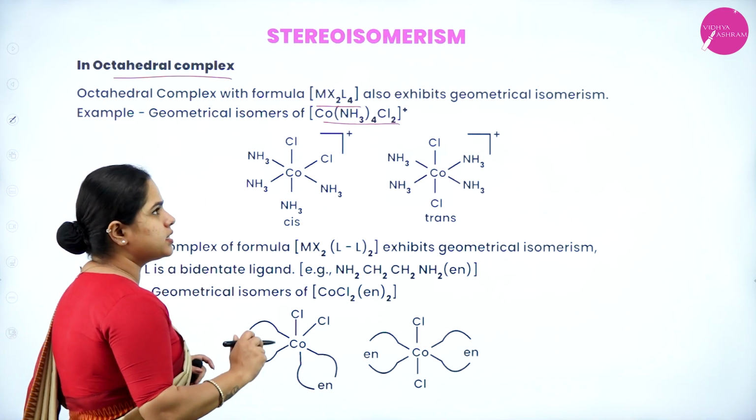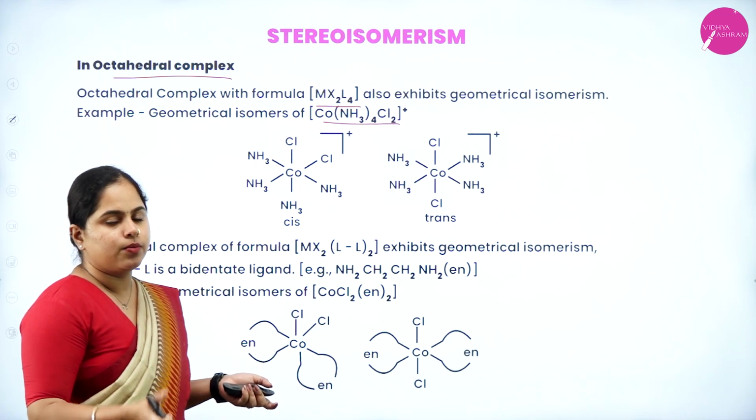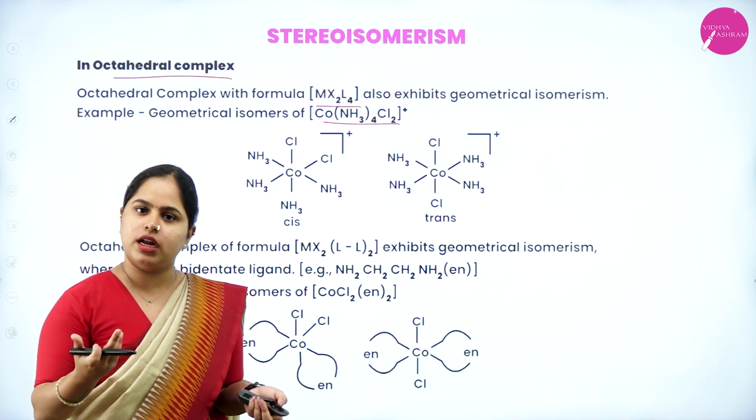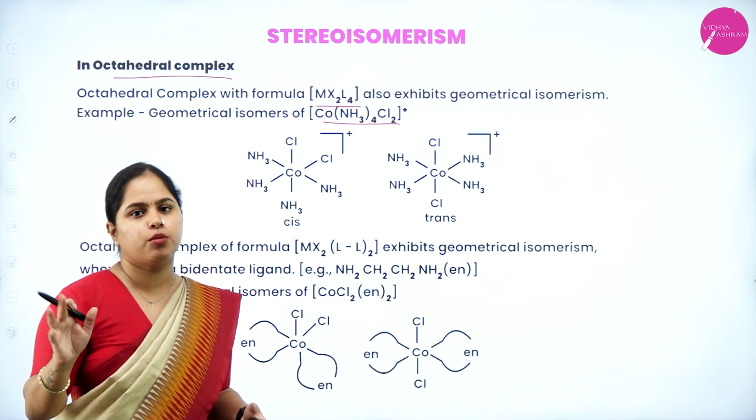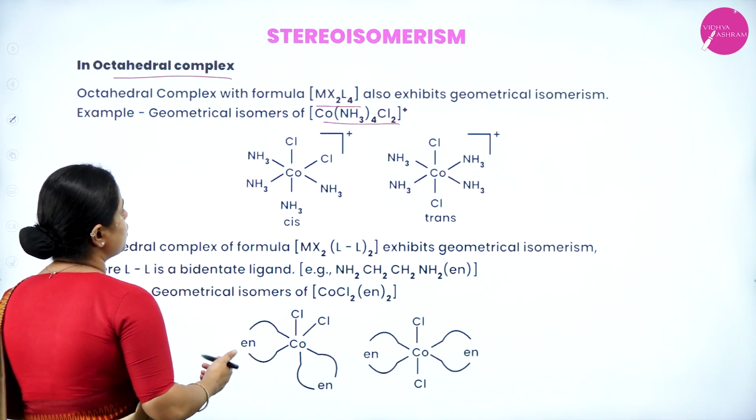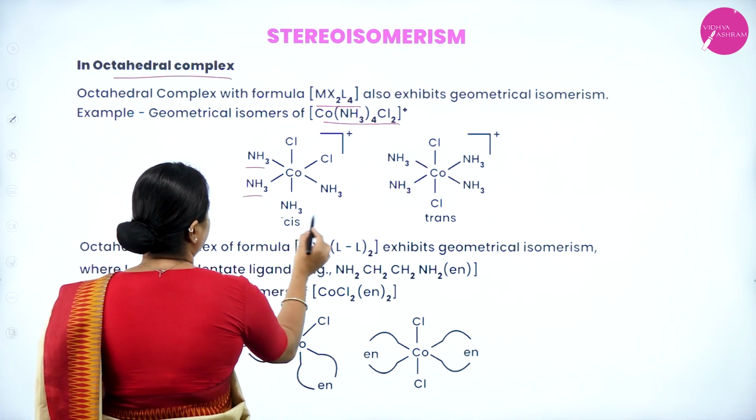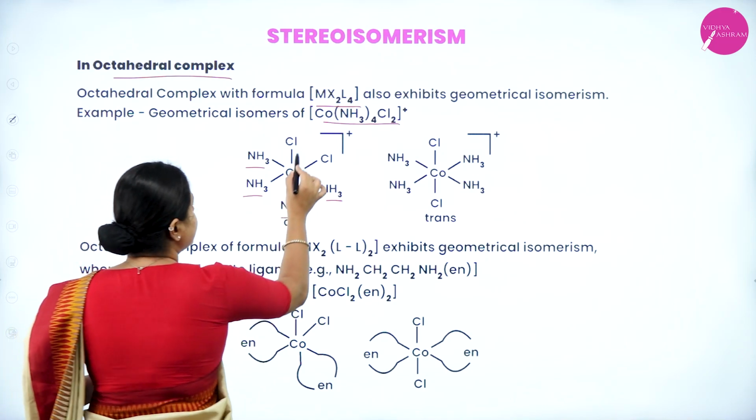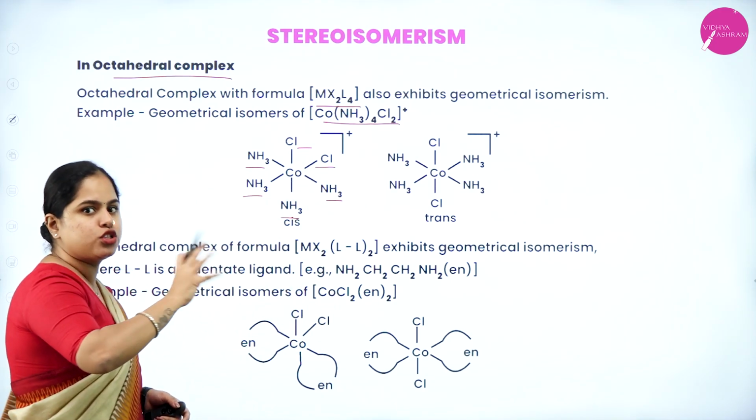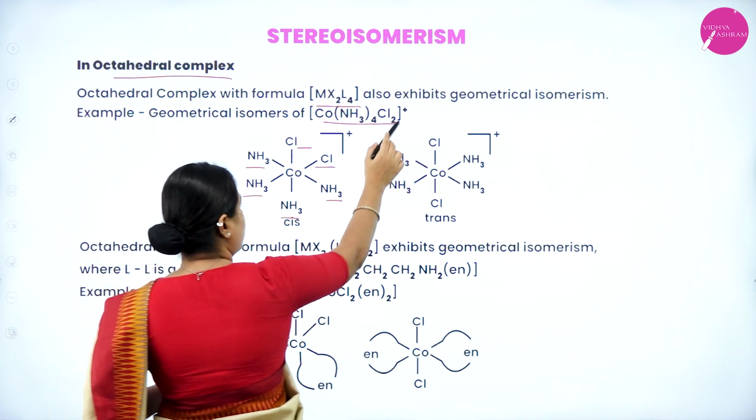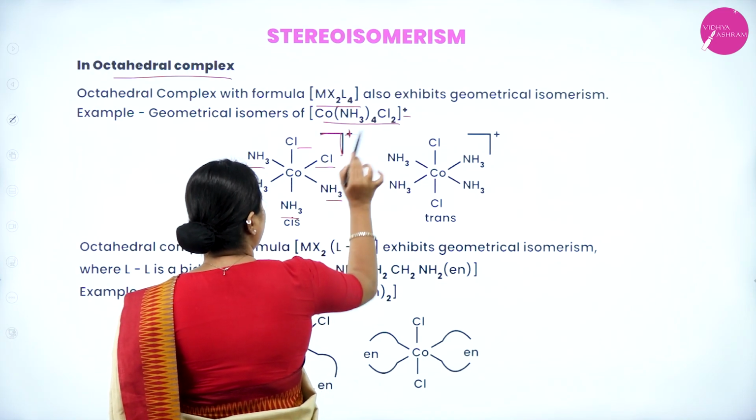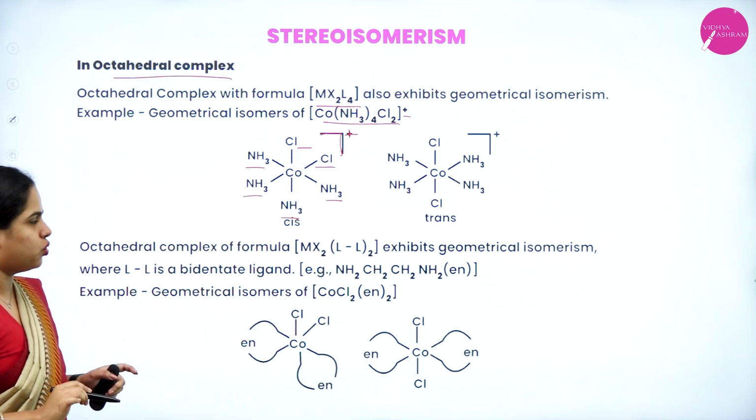Totally there are 6 ligands. If it was 4, it was easy. On the same side you put 2, that becomes cis. On opposite sides, it becomes trans. In this case, you can see the 4 amines are written adjacent, and the 2 chlorido will be close to each other. It is very important that whatever charge is there should also be mentioned here. The charge should also be mentioned, right?